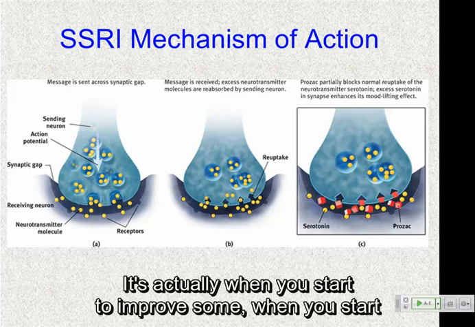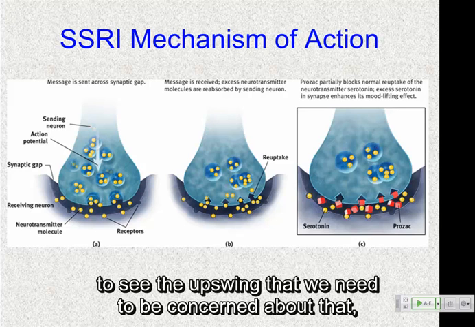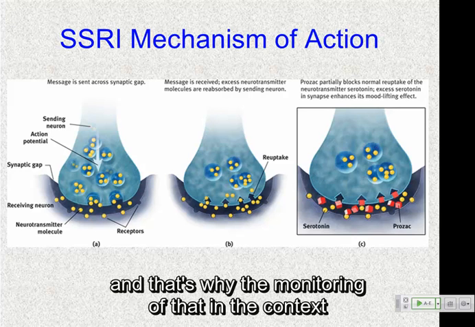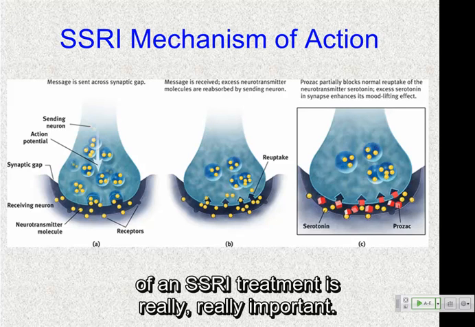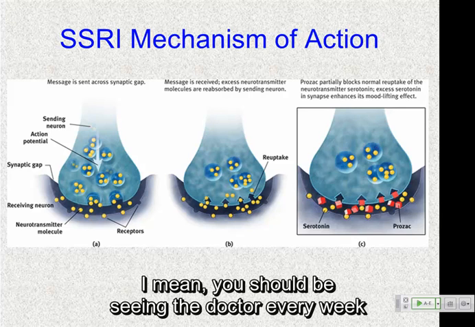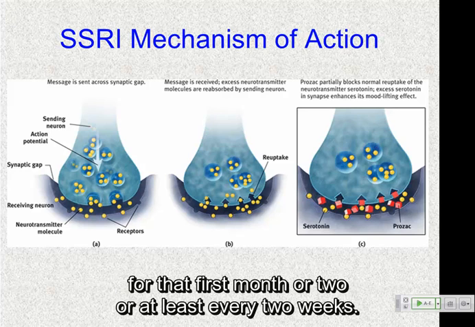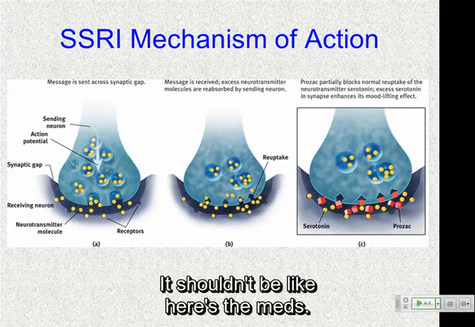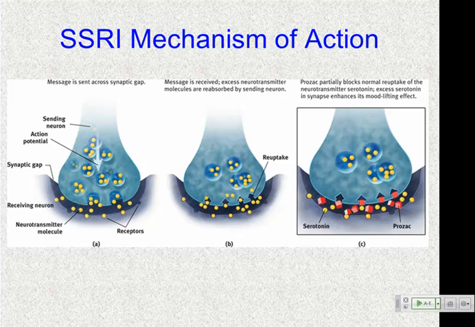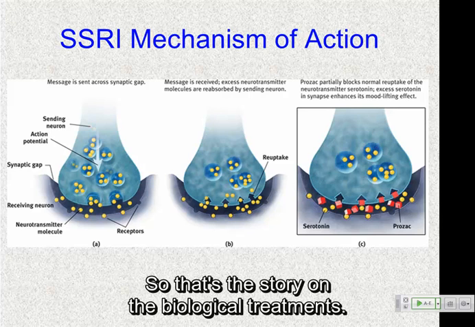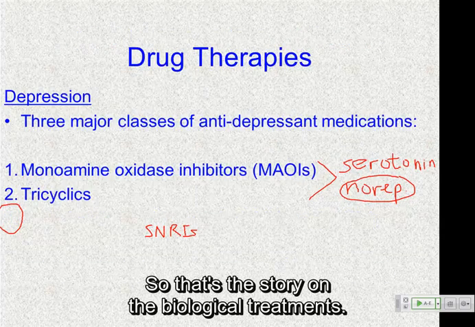It's actually when you start to improve some, when you start to see the upswing, that we need to be concerned about that, and that's why the monitoring of that in the context of an SSRI treatment is really, really important. I mean, you should be seeing the doctor every week for that first month or two, or at least every 2 weeks. It shouldn't be like, here's the meds, good luck, see you in a year. Okay? So that's the story on the biological treatments.